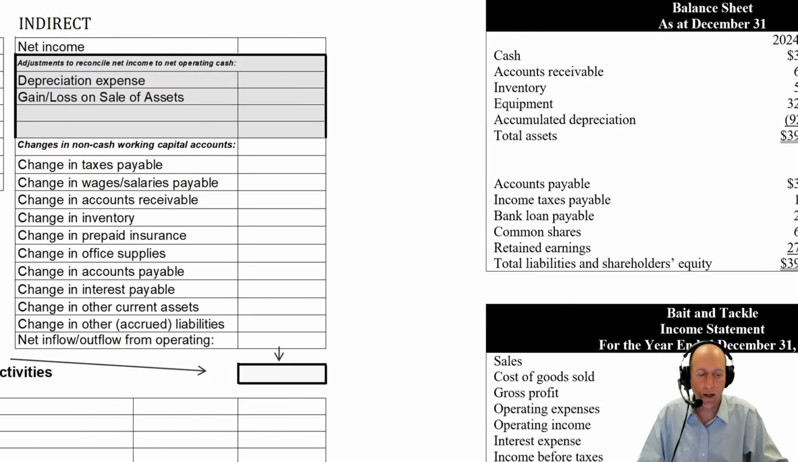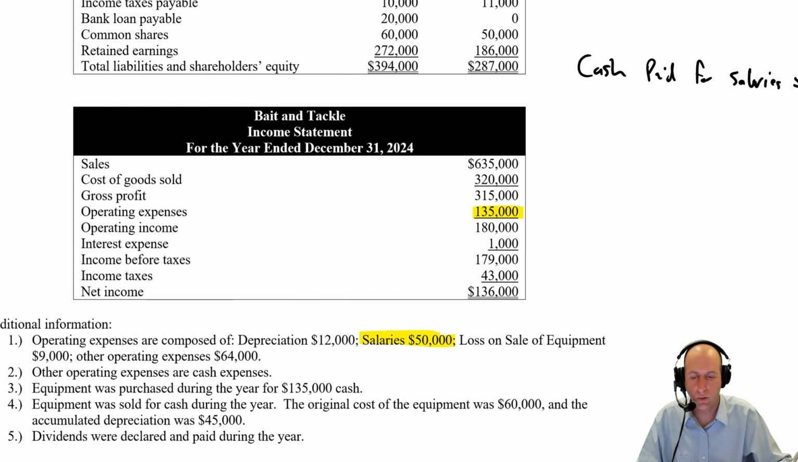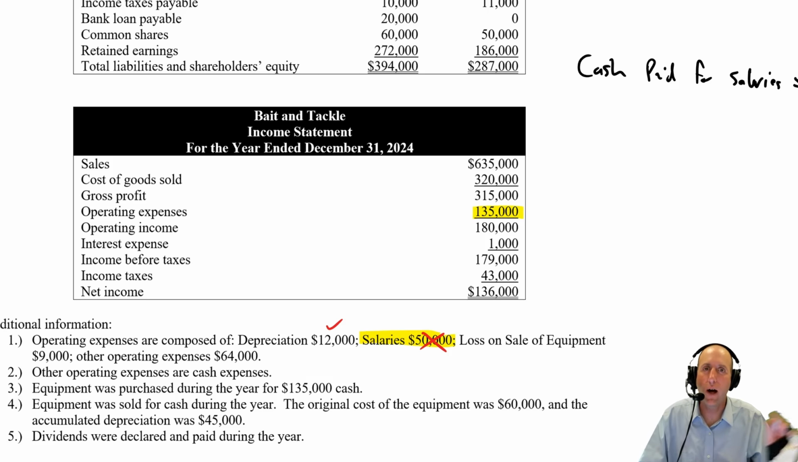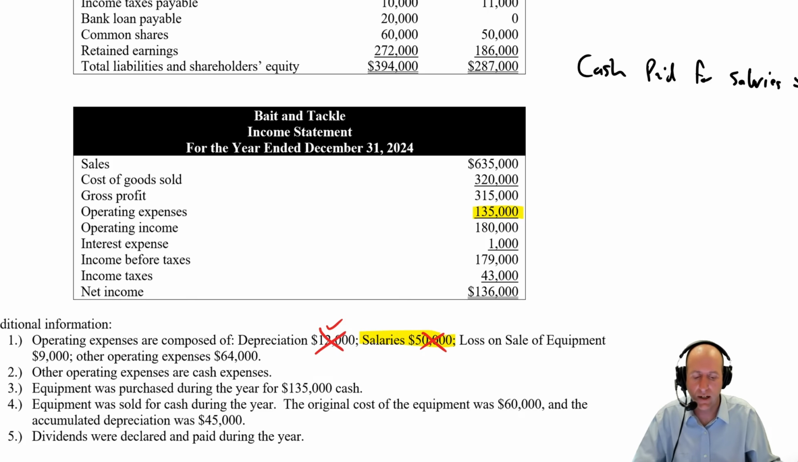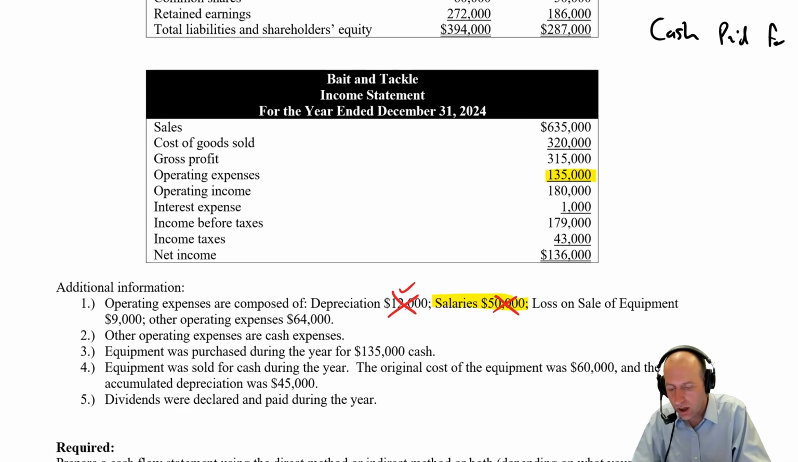Cash paid for operating expenses, now we'll go back up to it. You can see our operating expenses were 135. We've already dealt with salary, so I'm not going to include that here. Depreciation is called a non-cash expense. Why is it a non-cash expense? It never involves cash. Think of the journal entry for depreciation. It's always the same: debit depreciation expense, credit accumulated depreciation. Never credit cash. So we're not going to include that because I didn't pay cash for my depreciation. And loss on sale of equipment is the next one on the list. Well, loss on sale of equipment, $9,000.